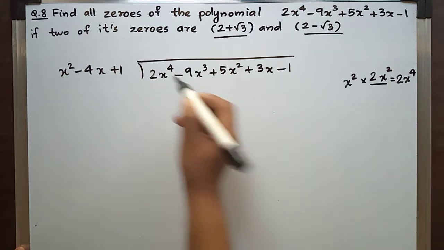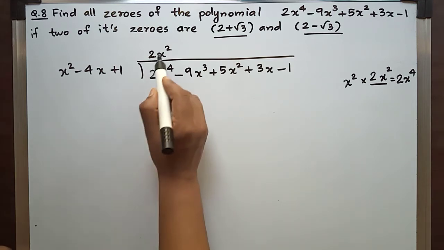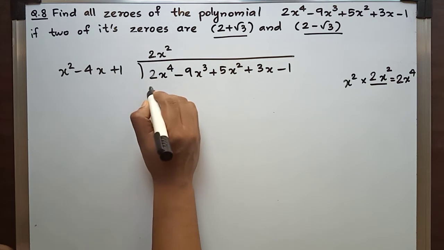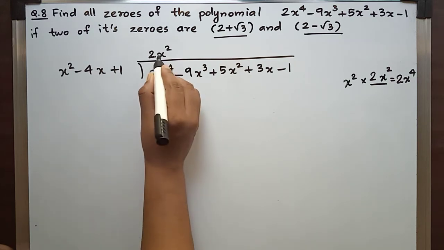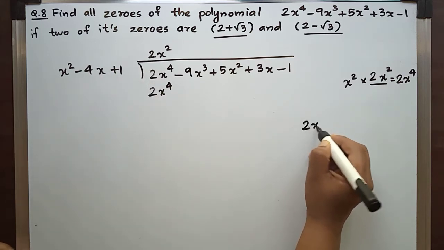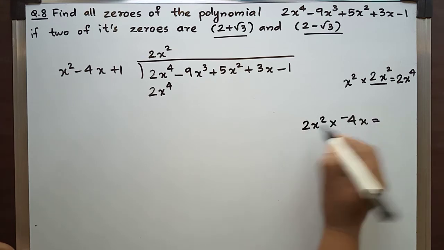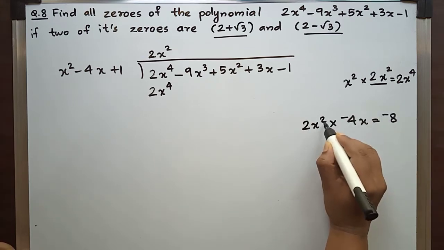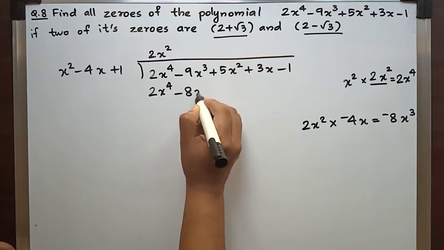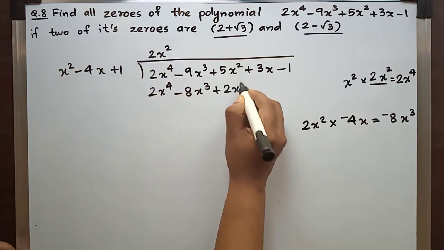So 2x square is the first term we need. Now multiply this by this. 2x square into x square is 2x raised to 4. 2x square into minus 4x: minus 4 into 2 is minus 8, x square into x is x cube. So it is minus 8x cube. Now 2x square into 1 is plus 2x square.